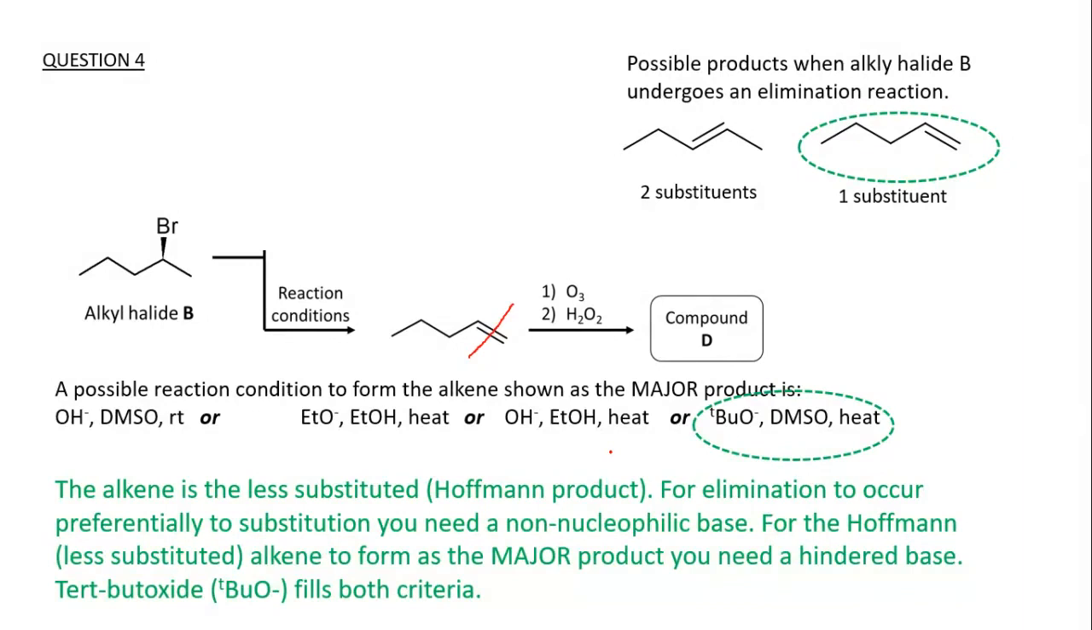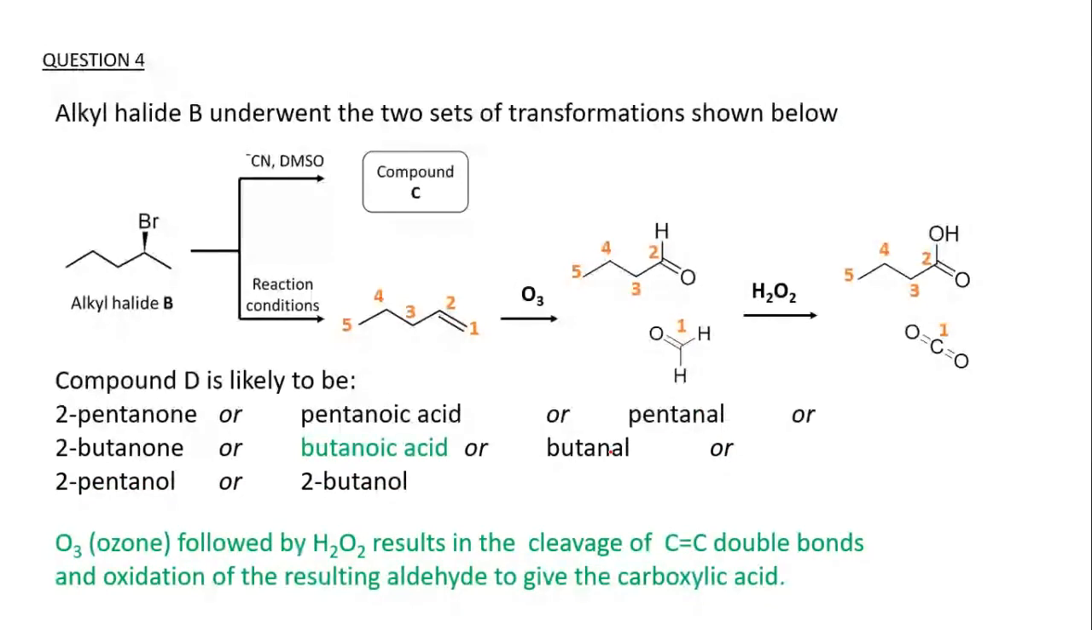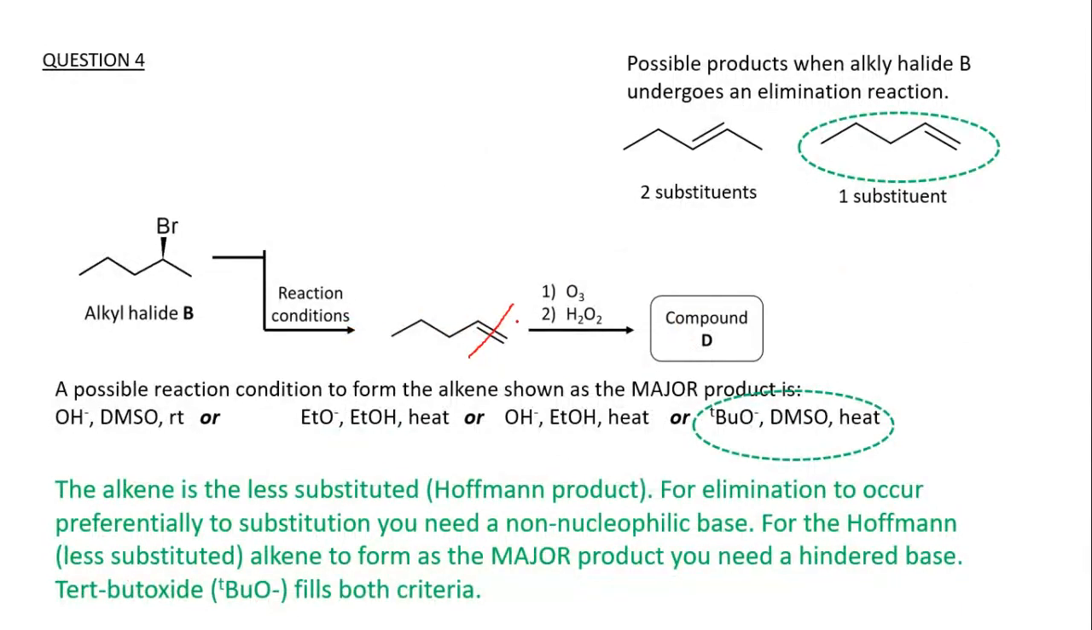And so out of all the options, let me go to that slide. Oh, the answer was there. Out of all the options, what do we get? Let me number them 1, 2, 3, 4. So if we have ozonolysis with this alkene followed by hydrogen peroxide, compound D is going to be what? Anybody? What does hydrogen peroxide do?